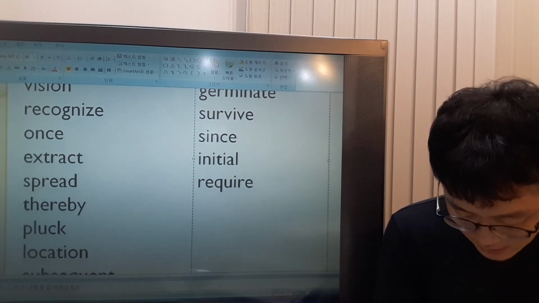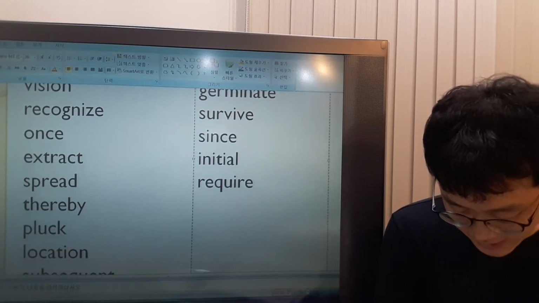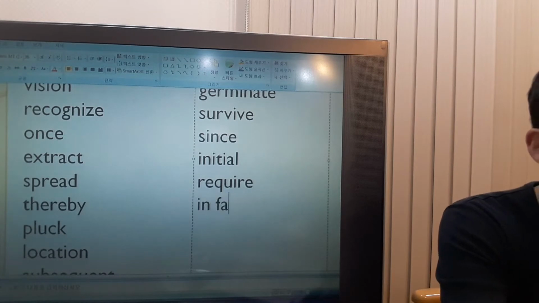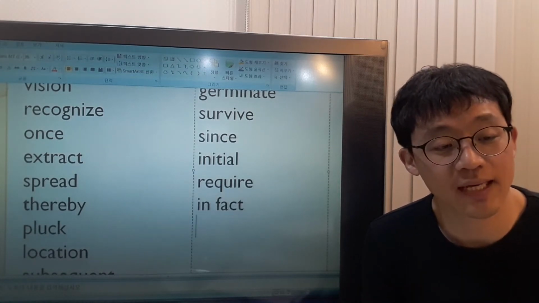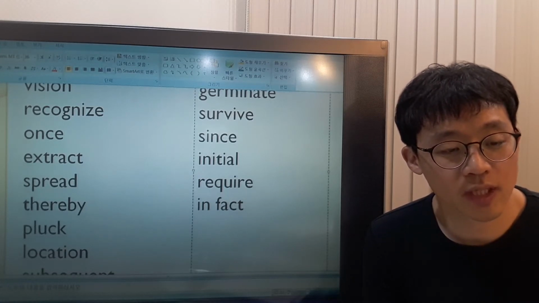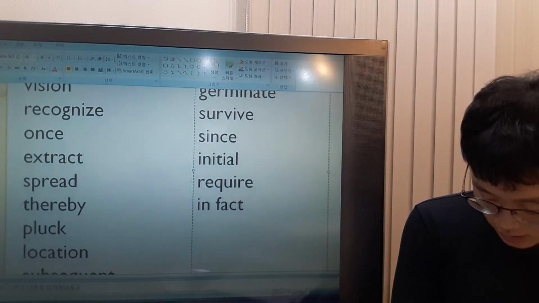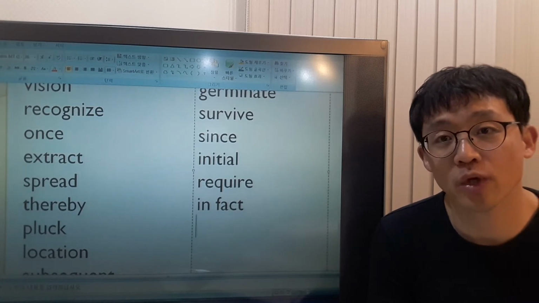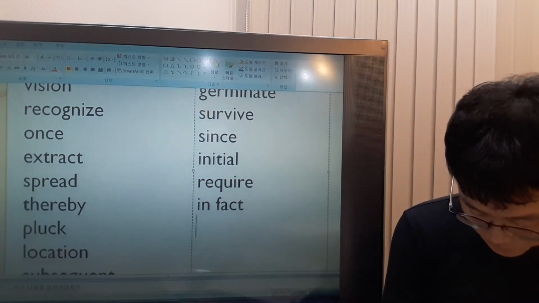In fact, sometimes cold snaps in spring may damage or even kill newly growing seeds. In fact, what does that mean? In fact, we use that when we want to emphasize, when we want to say something that is different from what we have just said. Okay. What does fact mean? Fact means what is true or a piece of information.